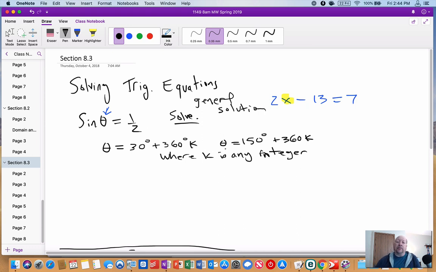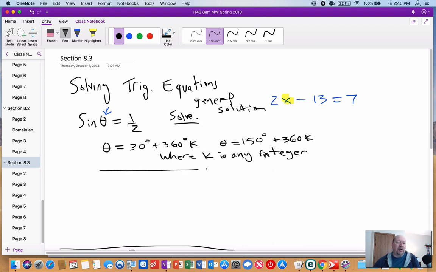Remember, integers are the positive and negative whole numbers plus 0. So k could be 1, 2, 3, 4, or negative 4, negative 3, negative 2, negative 1, and so on, including 0. If k is 0, then we're just talking 30 degrees and 150 degrees. But if k is 1, then it would be 30 plus 360 times 1, or also 150 degrees plus 360 degrees times 1, and so on. So having this k here and adding on multiples of 360 covers all the angles.